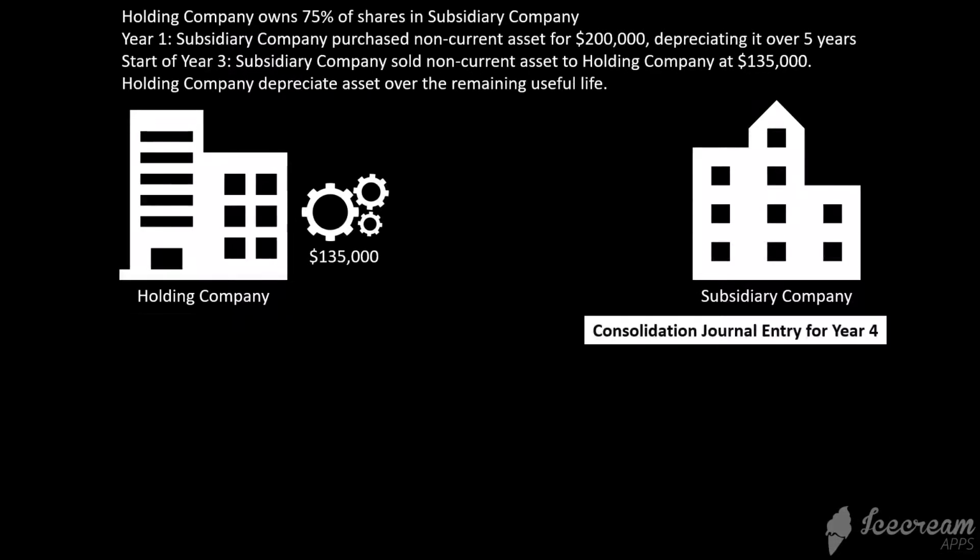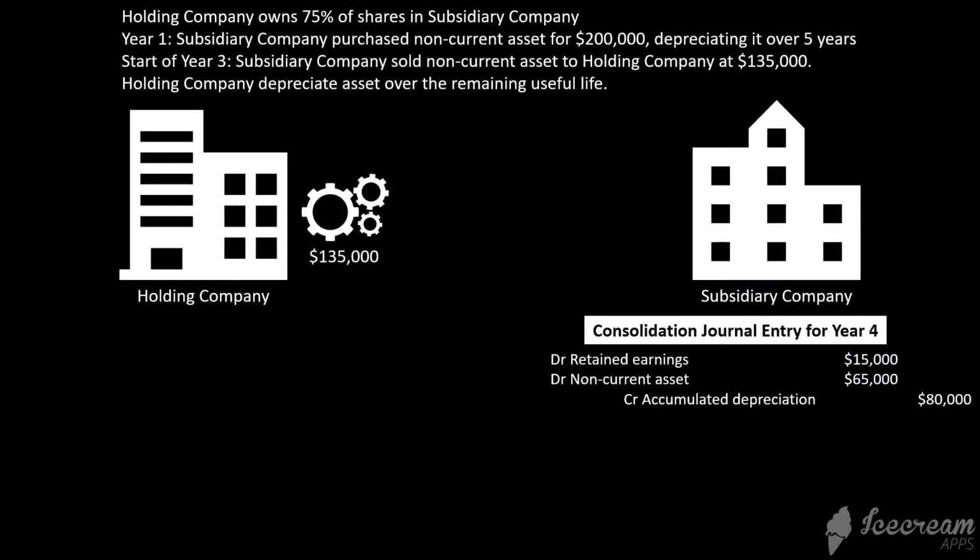Let's try the consolidation journal entry for year 4, the year after the sales occurred. First, we will undo the gain on sale and revert the cost. Debit retained earnings $15,000, debit non-current asset $65,000, and credit accumulated depreciation $80,000. The figures are the same as for year 3, just that we debit retained earnings instead of sale of non-current asset because the sale of non-current asset would have entered retained earnings at the end of year 3.